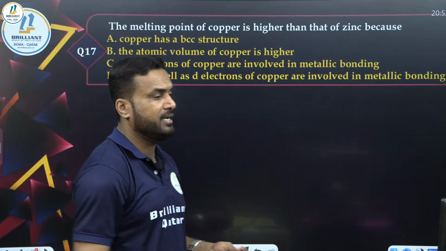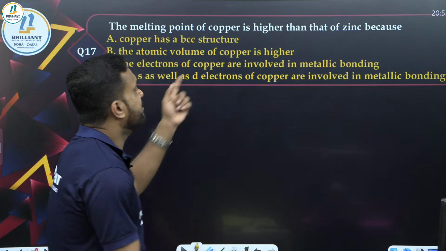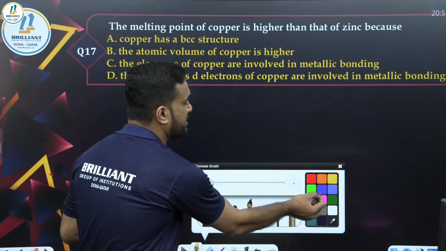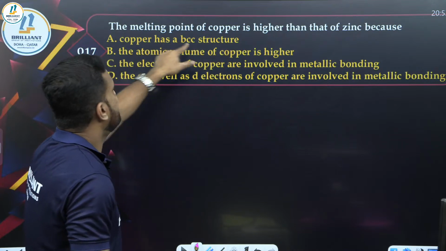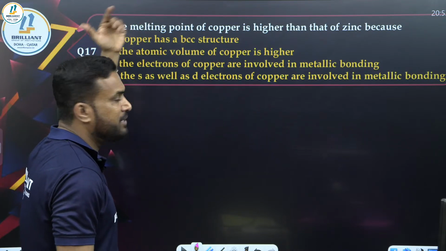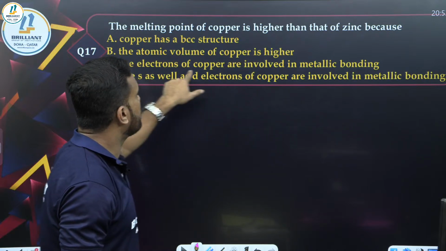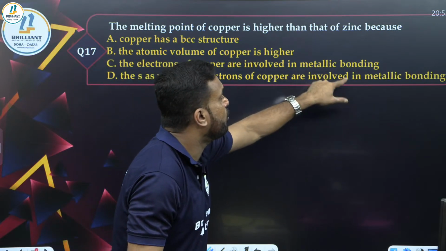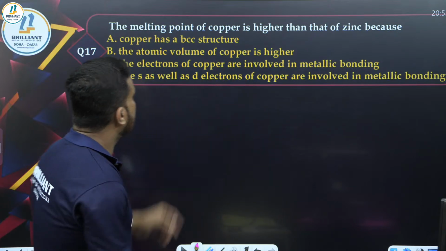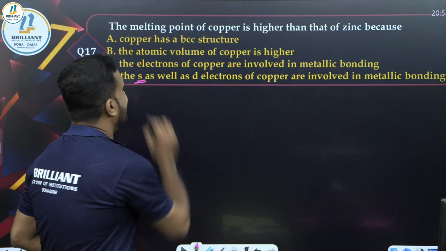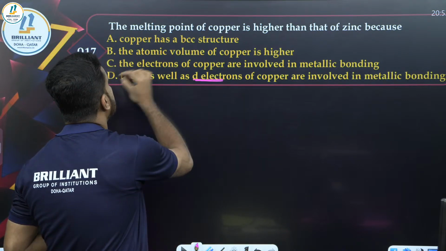Yes, very good. All are there. Well done, Venkat, Karthik, Ansh, yes, all gave the right answer, but don't get confused here. I think it's a previous year question. The electrons of copper are involved in metal bonding, correct. The s as well as d electrons, no chance of s undergoing metal-metal bond, only d will be undergoing metal-metal bonding. So correct option is C.